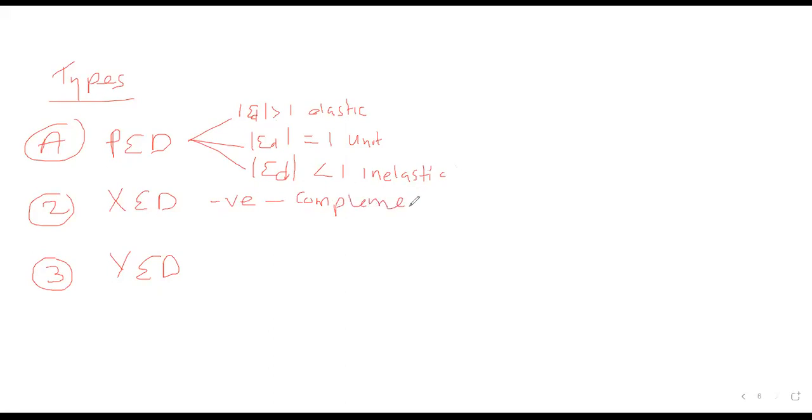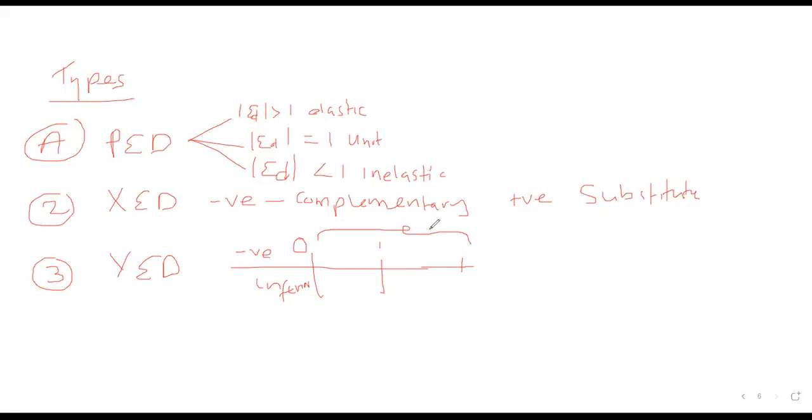If it is a positive, it is called a what? Substitute good. That's all. And when we go to income elasticity of demand, we have 3 ranges. For one, we have a negative. If it is negative, it's called an inferior good. When it's between 0 and 1 or going upwards, all these are called normal good.